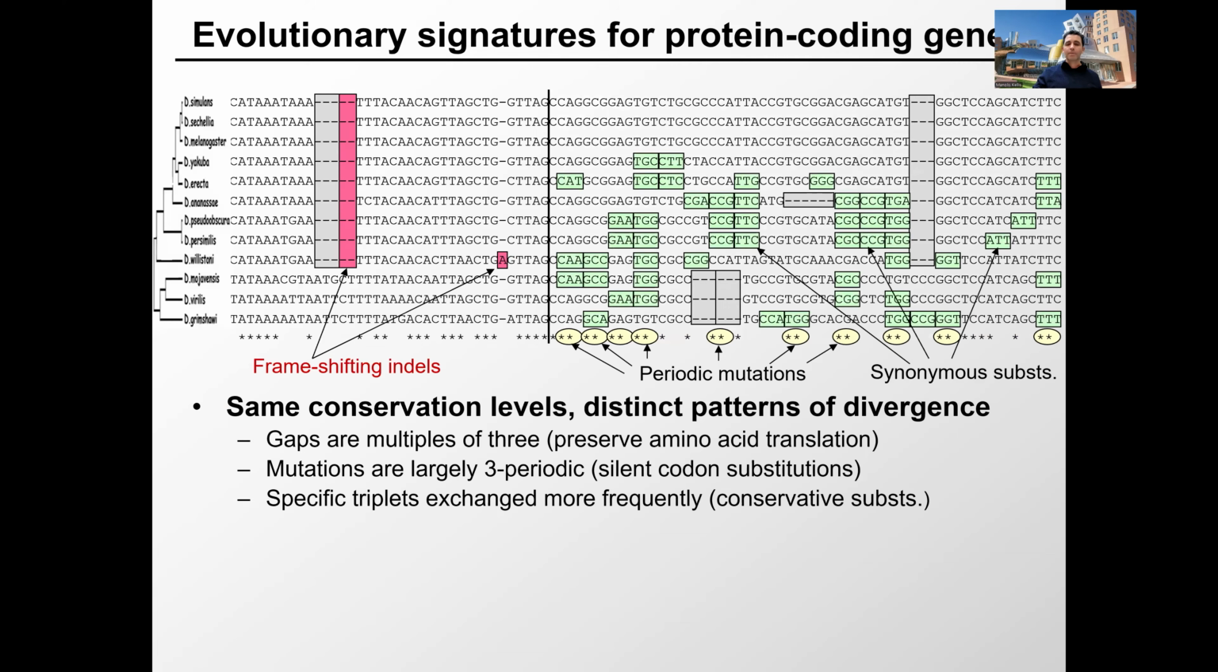And then you can go a step further and say, what is the frequency with which specific triplets of nucleotides are exchanged? And then you'll see that the exchanges that happen here from GAG to GAA, for example, preserve the amino acid, whereas the ones that are occurring here are just not preserving. Is everybody with me here?